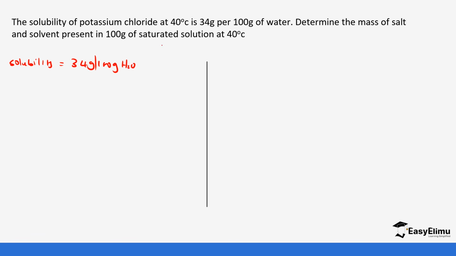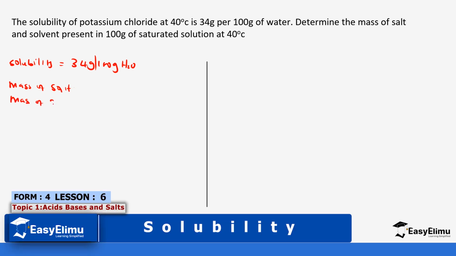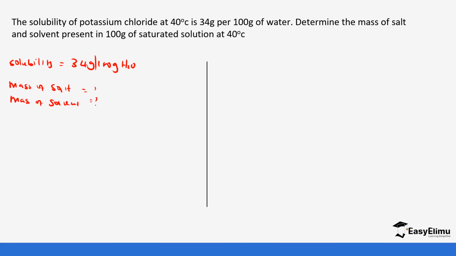Determine the mass of salt and mass of solvent. So this is what we are looking for, present in 100 grams of saturated solution at 40 degrees Celsius. So we have 100 grams of the saturated solution. So we know that 100 grams of water dissolves 34 grams of salt.